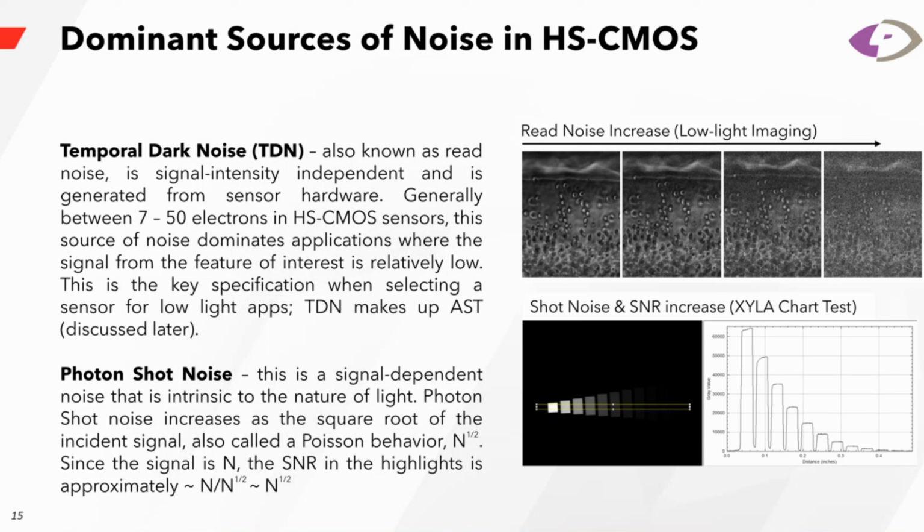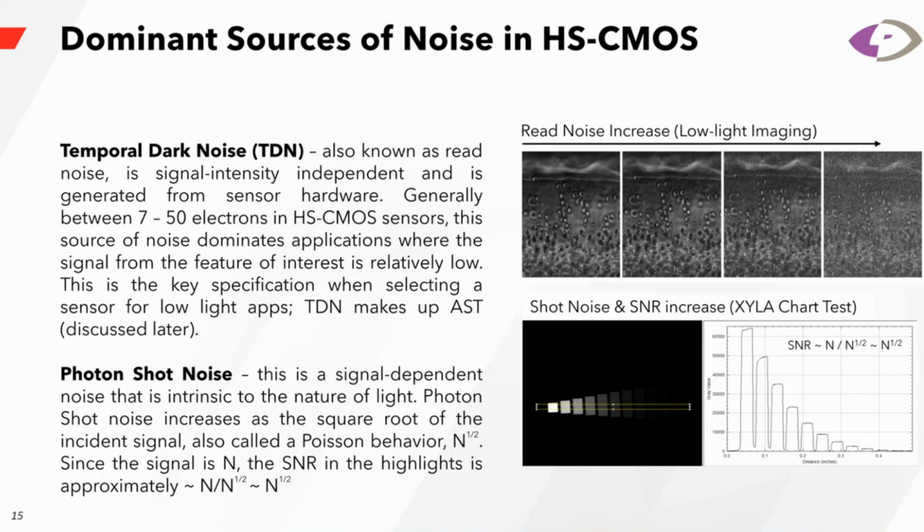And if you wanted to know what the signal to noise ratio is, it's simply the signal n divided by the square root of n. And if you simplify that, you'll get the square root of n. So the signal to noise ratio will be the square root of n.